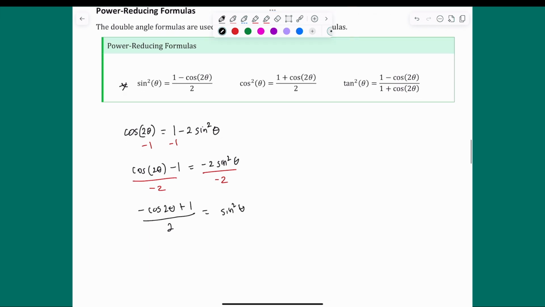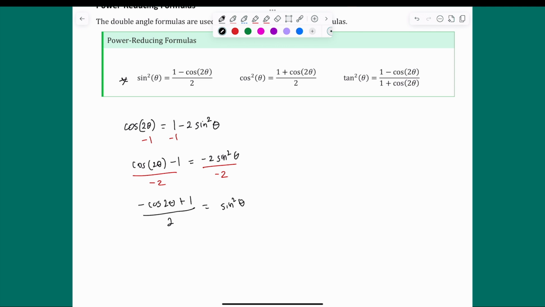And the arrangement here is not how I wrote it up there, but you could see that if you just swap these guys around, you would have 1 minus cosine of 2 theta all over 2, which is exactly what we want. And of course, cosine squared of theta equal to 1 plus cosine of 2 theta over 2 can be derived using the other version of the cosine double angle formula, where you had 2 cosine squared minus 1 in the formula.